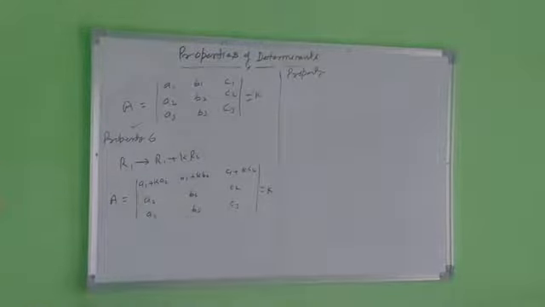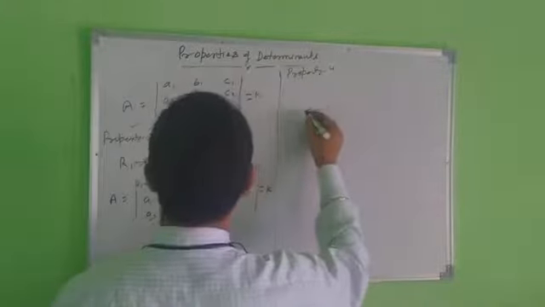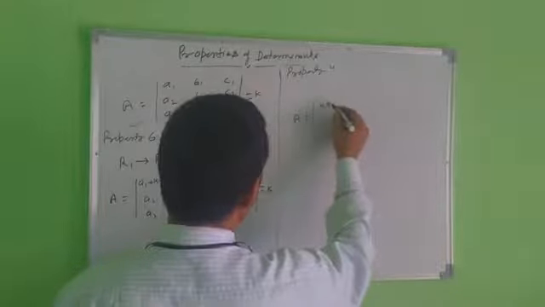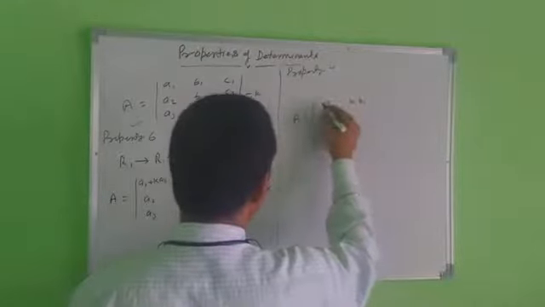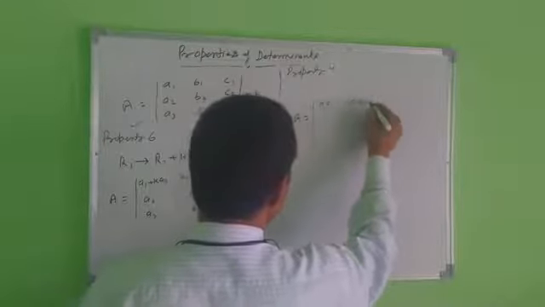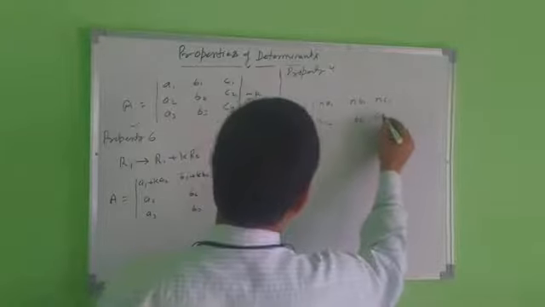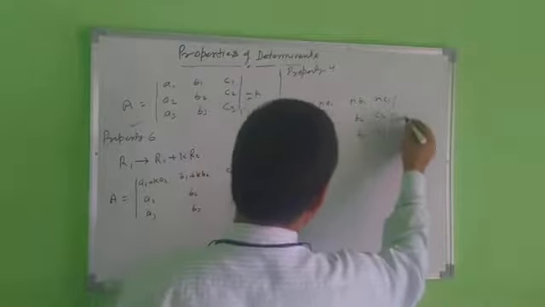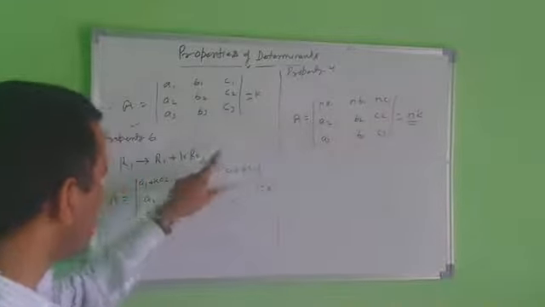But property number 4 says something different. What is property number 4? Suppose you multiply any row of the determinant by any number n, like n a1, n b1, n c1, then the value of the determinant is changed. In this condition the value of the determinant changes n times. This is property number 4, but this is property 6.